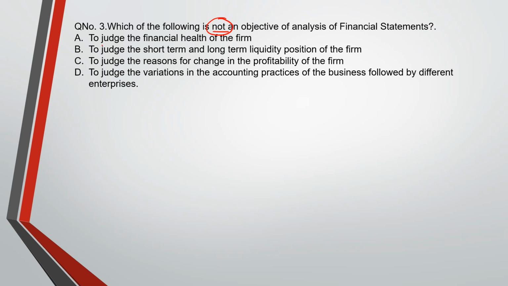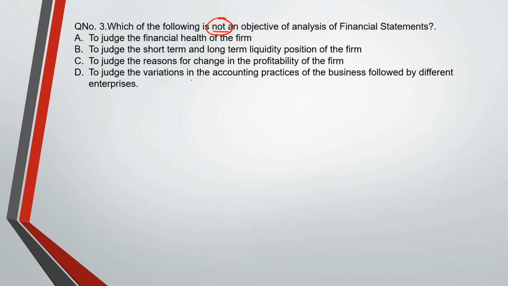Option A, to judge the financial health of the firm. Yes, it is an objective. Second, to judge the short-term and long-term liquidity position of the business. Yes, through the analysis, we will know the liquidity and the solvency position of the firm. To judge the reason for change in profitability of the firm. Yes, through the analysis of the different years, we'll be able to know what is a trend and what is a change that has come about in the profitability. Yes, that is also an objective of analysis of financial statement.